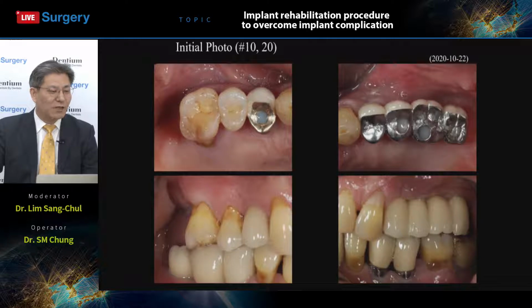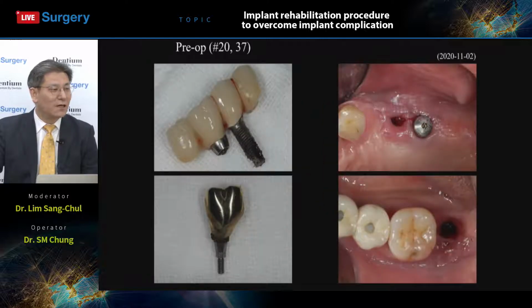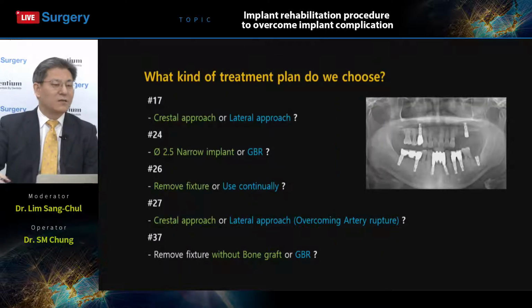Sometimes we have to treat this gingiva and the underlying periodontal area. And this one is the 37 area, and we can also see the big hole on the occlusal table here. And on November 2nd, the implant fixture was removed, and the lower photos show you the removed superstructure connected with the abutment.